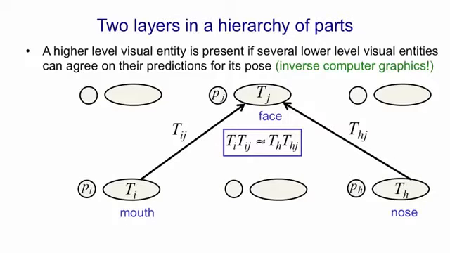What we're doing here is inverse computer graphics. In computer graphics, if you knew the pose of the face, you could now compute, by using the inverse of Tij, the pose of the mouth, and similarly for the nose. So in computer graphics, you're going from poses of larger things to poses of their parts. In computer vision, you need to go from the poses of the parts to the poses of larger things, and you need to check consistency when you do that.